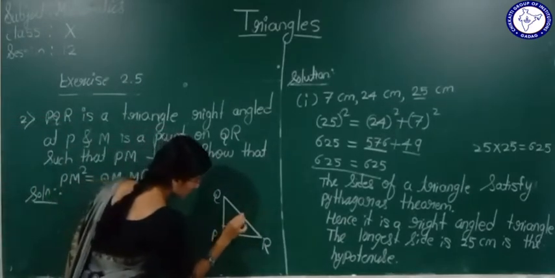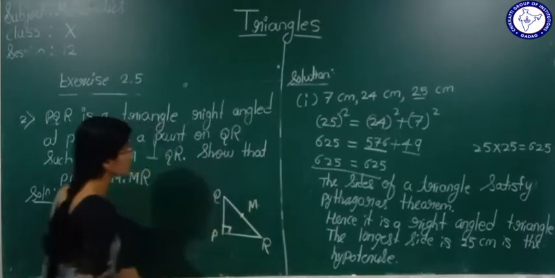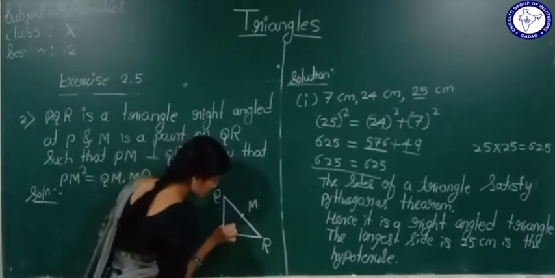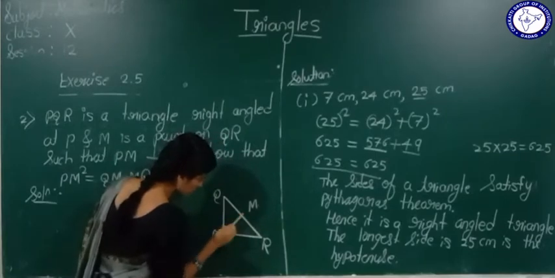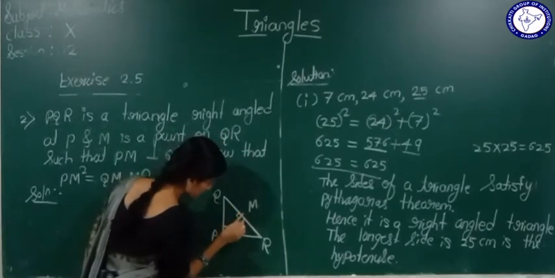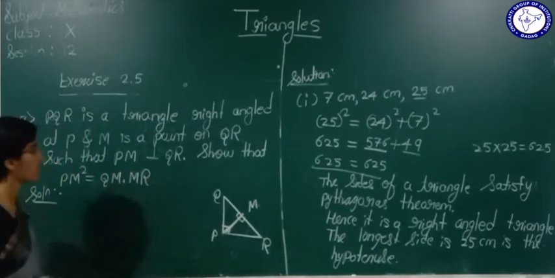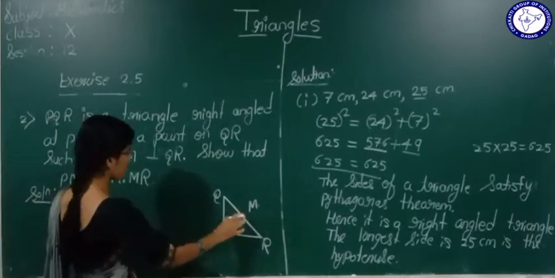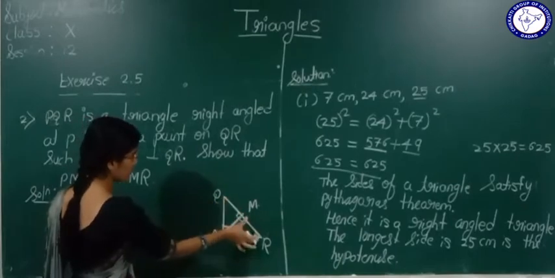PQR is a right angled triangle at P, and M is a point on QR such that PM is perpendicular to QR. Show that PM square is equal to QM into MR.